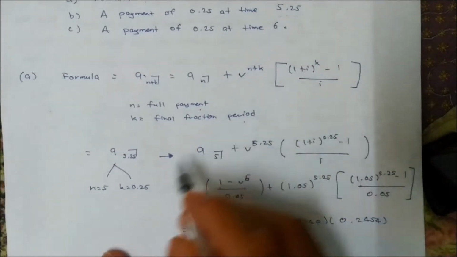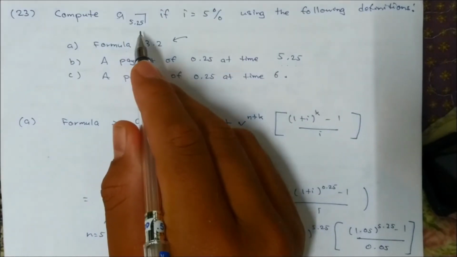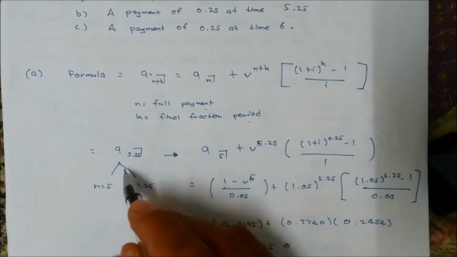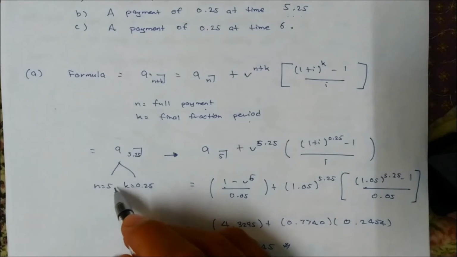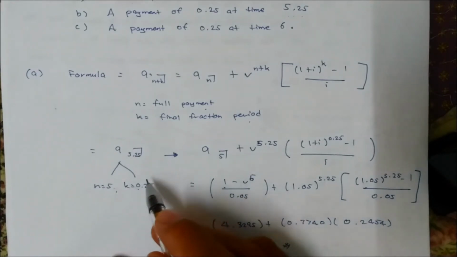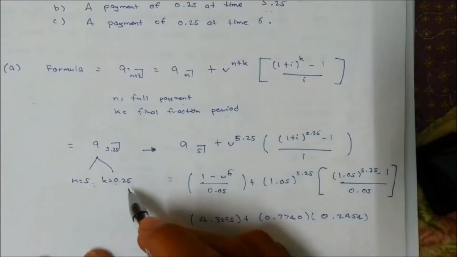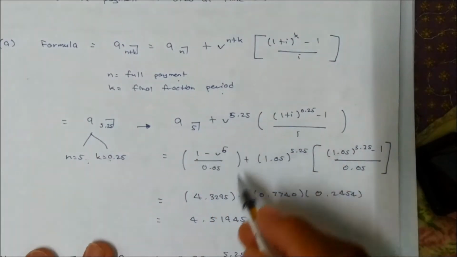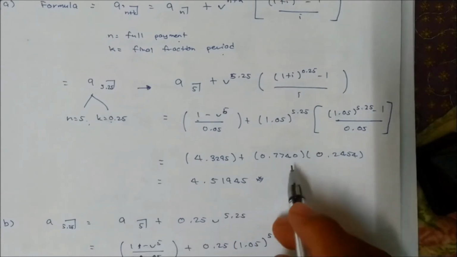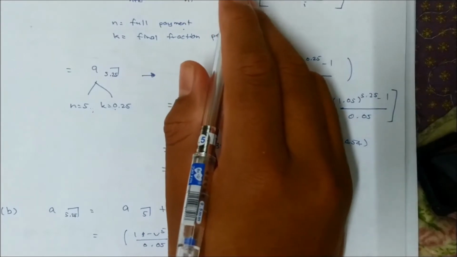So therefore, in this case, since the question asks for a angle 5.25, here we can see that the full year is 5, which is 5 years, and k is 0.25, which is the final fractional period of the payment. So substituting those values here, we will get lastly 4.51945.